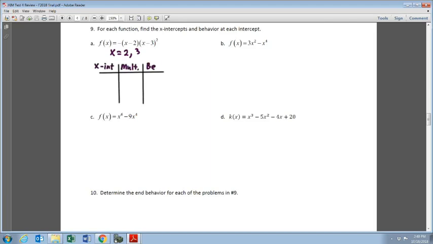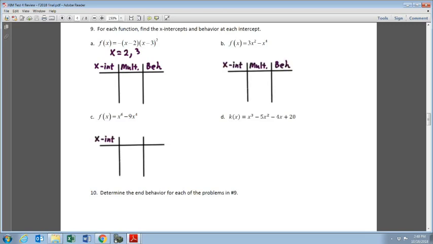So I'm going to go ahead and make a table here with x-intercepts, multiplicity, and behavior to help us do this problem. And in fact, I'll go ahead and put it in for all 3 of the other ones as well. So on the first one, our x-intercept that goes with the 2 would be 2, 0. And our multiplicity, notice the exponent there is 1 on that factor, x minus 2. And that's the one that corresponds to the point 2, 0.